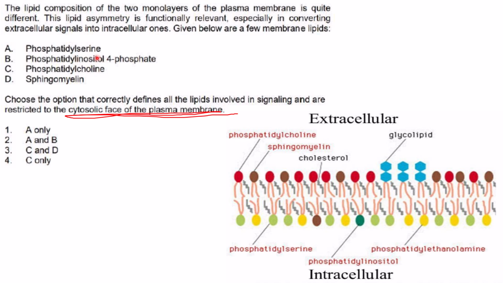So phosphatidylserine, yes, it is on the cytosolic. See here, phosphatidylserine, a cytosolic phase. Phosphatidylinositol 4-phosphate, phosphatidylinositol, it is again on the cytosolic side. Phosphatidylcholine, extracellular, not on the cytosolic side. Sphingomyelin, again extracellular, not on the cytosolic side. So your answer is A and B. That makes option 2 as the answer.